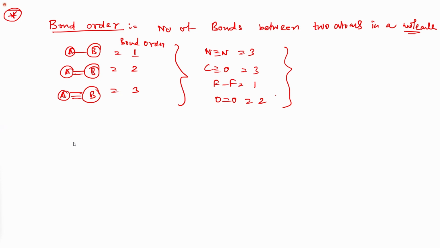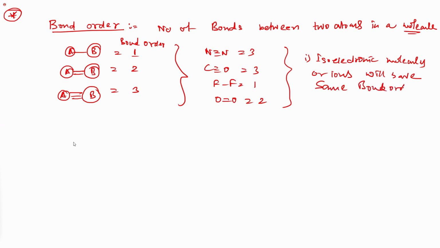Now there is a point that isoelectronic molecules and ions will have the same bond order. Like you see F2 and O2 minus. Whatever electrons are in F2, O2 minus will also have the same electrons. So the bond order is equal to 1 because an F-F bond is there.